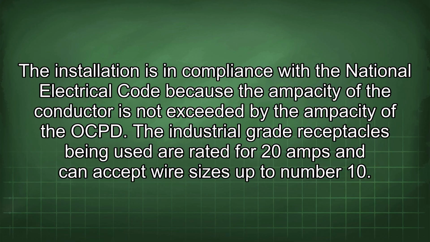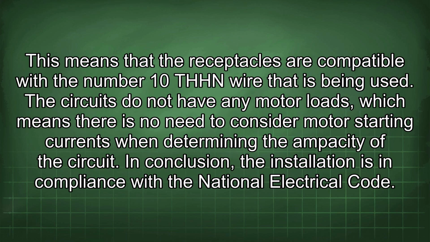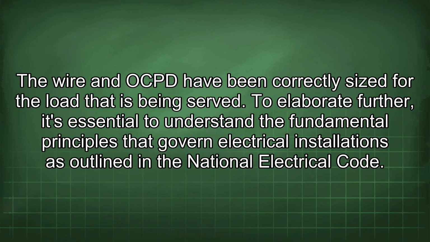The industrial-grade receptacles being used are rated for 20 amps and can accept wire sizes up to number 10. This means that the receptacles are compatible with the number 10 THHN wire that is being used. The circuits do not have any motor loads, which means there is no need to consider motor starting currents when determining the ampacity of the circuit. In conclusion, the installation is in compliance with the National Electrical Code. The wire and OCPD have been correctly sized for the load that is being served.